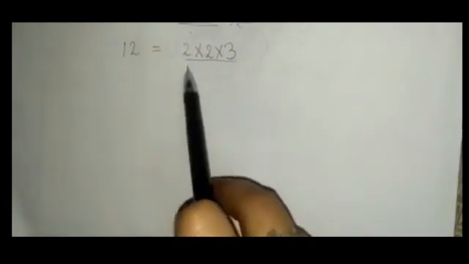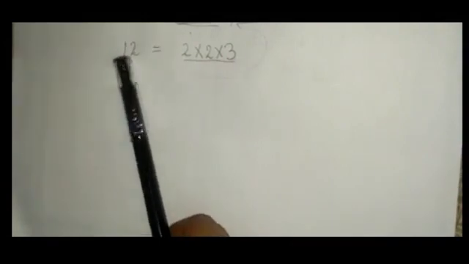So this method of expressing a number using prime factors is called prime factorization. Here I am expressing the factors of 12 but using only prime numbers. These are prime numbers, right? So this is called prime factorization. You had done this topic in your previous class also. This is just a revision of that.